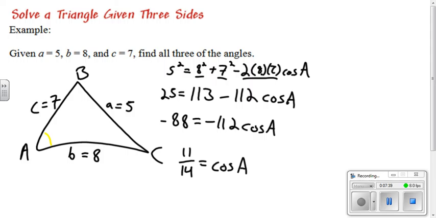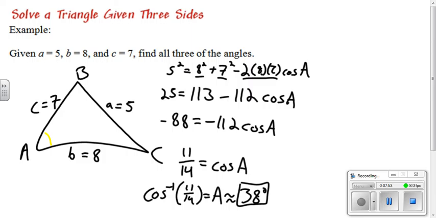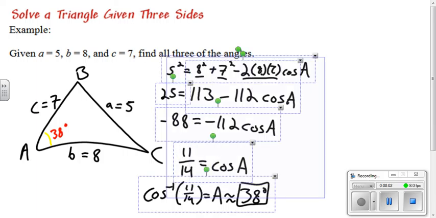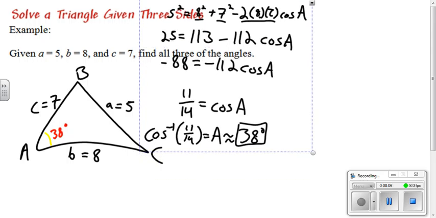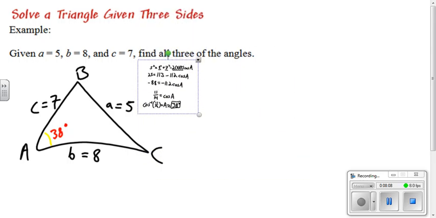Now we need to find A alone, so we have to do the arc cosine of 11 over 14, which is going to equal A. And so we'd say A comes out to approximately 38 degrees. I want to put that one right in here. So now we've solved for one of our angles. There are still 2 more that we need to do.